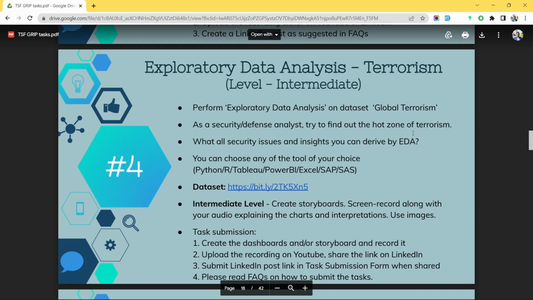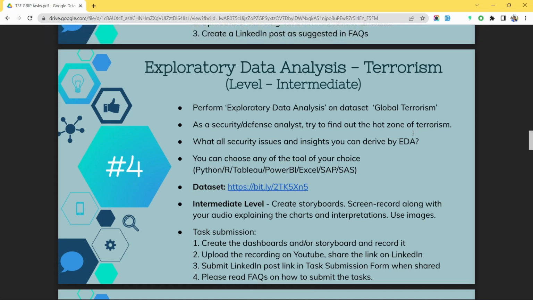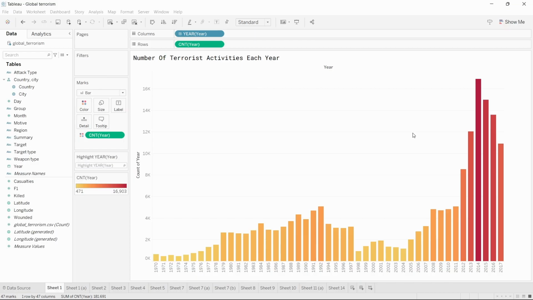Suraj Yadav. Today I'm going to give an overview of my task, exploratory data analysis on terrorism. I have performed some EDA tasks on the global terrorism dataset using Tableau, and I will give an overview of the EDA done by me on this dataset.